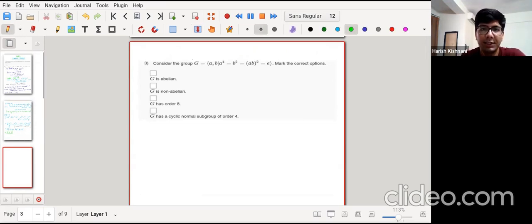Okay. So it says consider the group G such that G is generated by a and b, where a^4 equals b^2 equals (ab)^2 equals identity. So you have four options. Which one is correct? You can try for some time. See, the group generated by a and b is your free group on two letters. Now it is imposing some more conditions. So then it's not a free group on two letters.